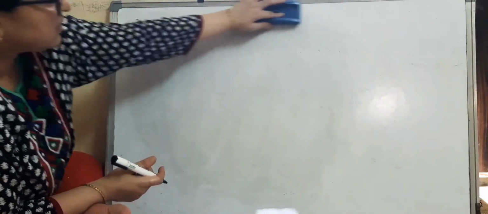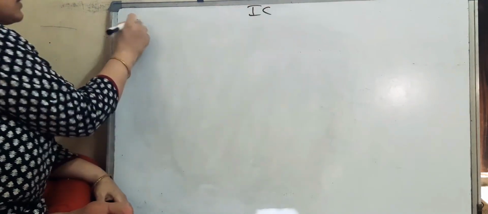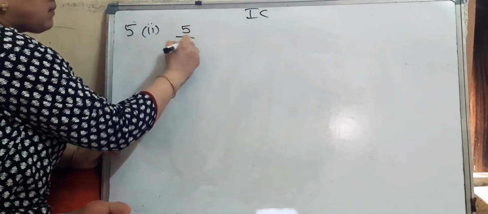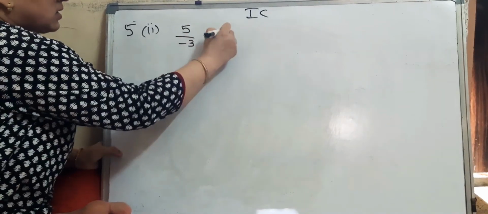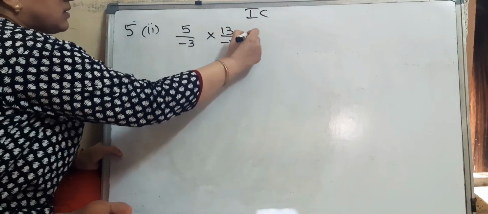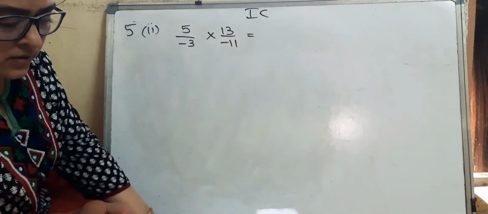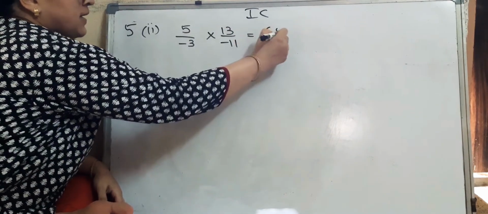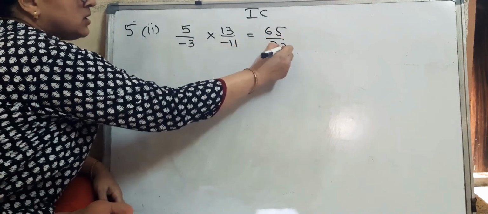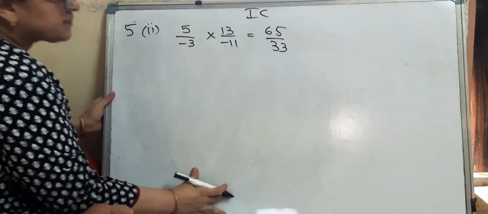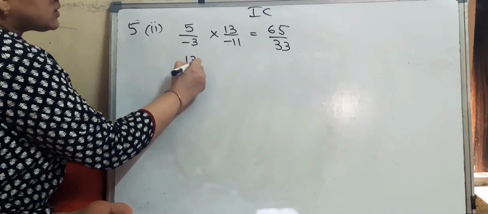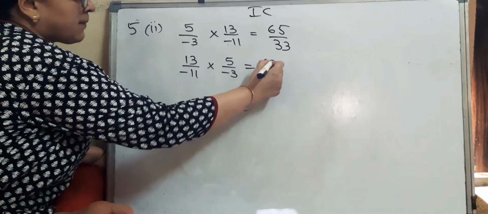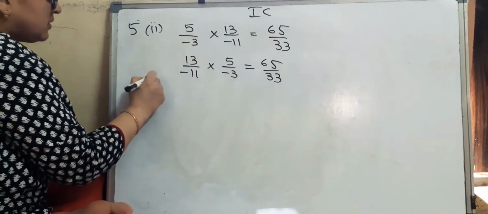Now the fifth, second sum. Now 5 upon minus 3 and 13 upon minus 11. Then you have to write it down. 13 fives are 65, upon 11 threes are 33, and minus times minus getting plus. Now write the second number first: 5 upon minus 3. Again the same, 65 upon 33. This is commutative.